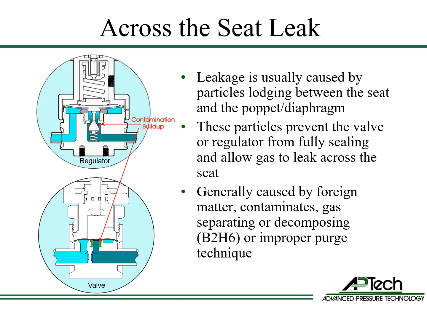The across-the-seat leak is usually caused by particles lodging between the seat and the poppet, or the seat and diaphragm. These particles prevent the valve or regulator from fully sealing and allow gas to leak across the seat. These failures are generally caused by foreign matter, contaminants from the cylinder, gas separating or decomposing, and/or improper purge technique, or a combination of these causes. For example, a Diborane cylinder, if not stored at the proper temperature, could create particles from partial decomposition.